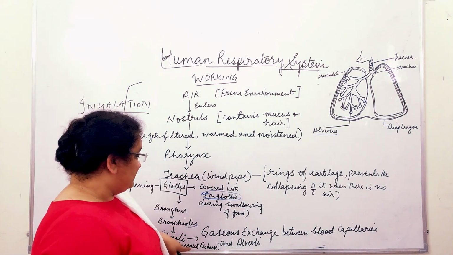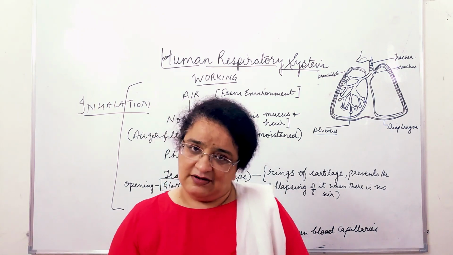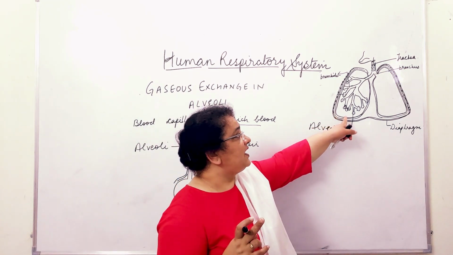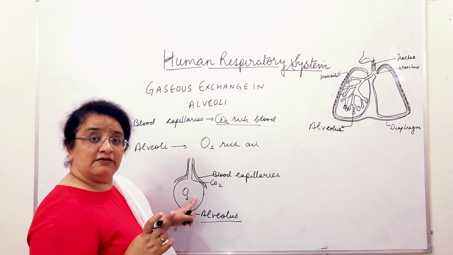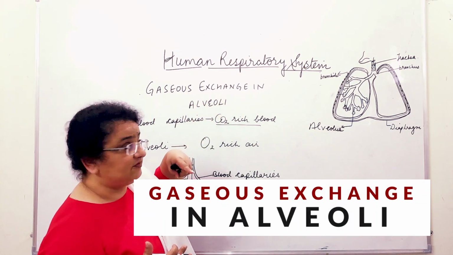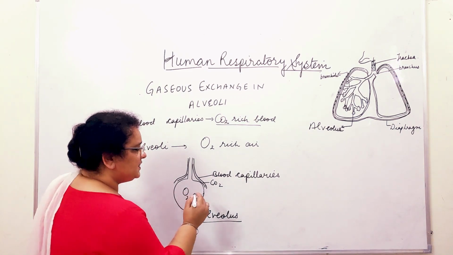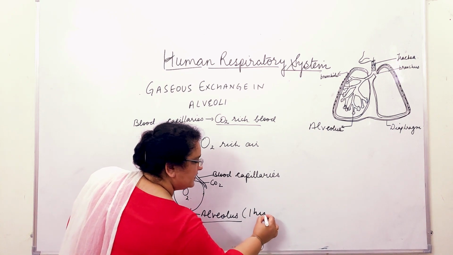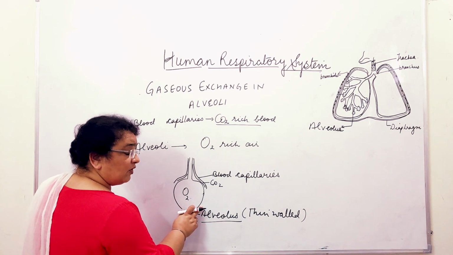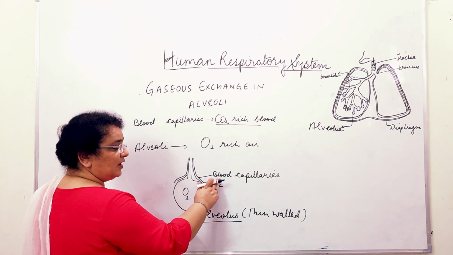And the next thing we have to discuss is how the actual gaseous exchange takes place inside the alveoli. Once the air which is rich in oxygen enters the alveolus, here I have drawn one alveolus. How does this gaseous exchange take place in the alveoli, or alveolus in the singular? As I told you, the alveoli are very thin walled.